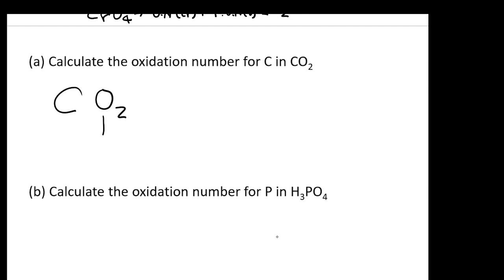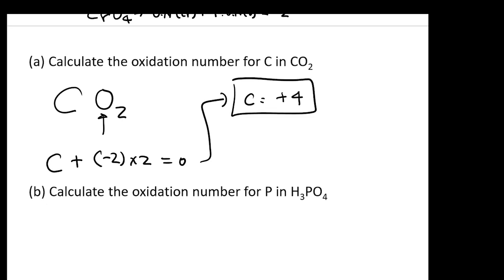So here you need to use your rule number 3, right? We know if you see oxygens in a compound, they always carry -2 charges, and you have 2 of those oxygen atoms. You want to figure out the oxidation number of your carbon. So the oxidation number of your carbon plus 2 times -2 has to equal 0. Therefore, the oxidation number of your carbon will simply be +4. That's how you figure out the oxidation number of a specific atom inside a chemical formula.